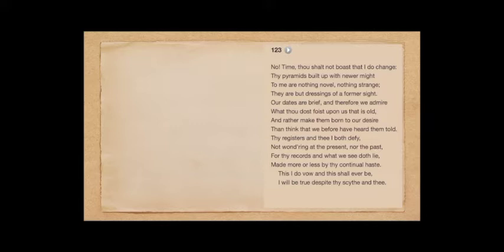Thy registers and thee I both defy, not wondering at the present nor the past, for thy records and what we see doth lie, made more or less by thy continual haste. This I do vow, and this shall ever be, I will be true, despite thy scythe and thee. I think I might have mispronounced this word, that than. We'll get back to that, though.